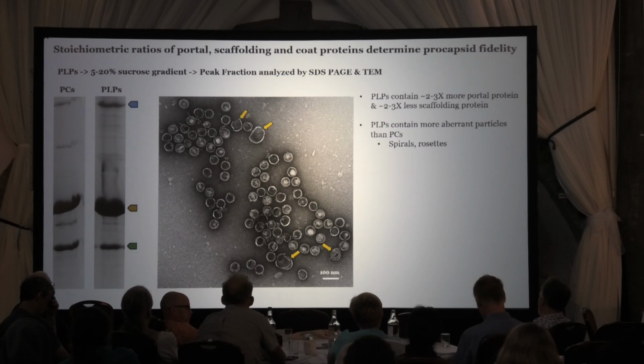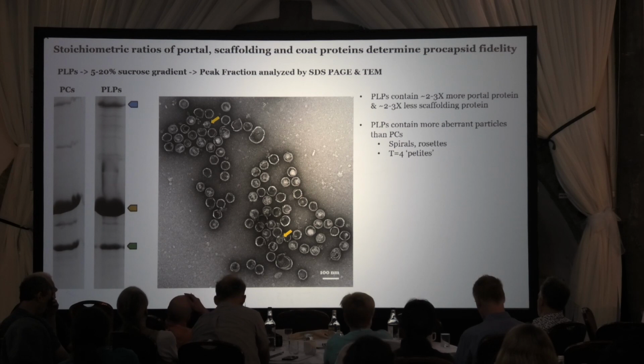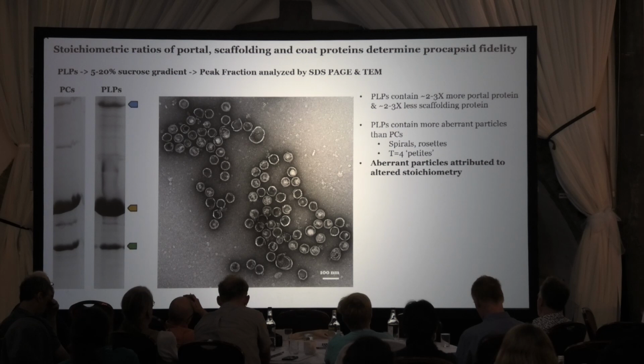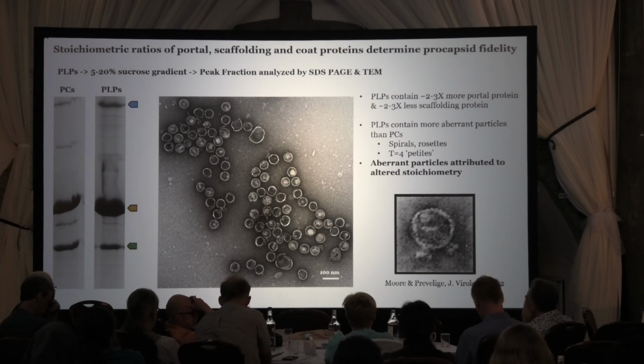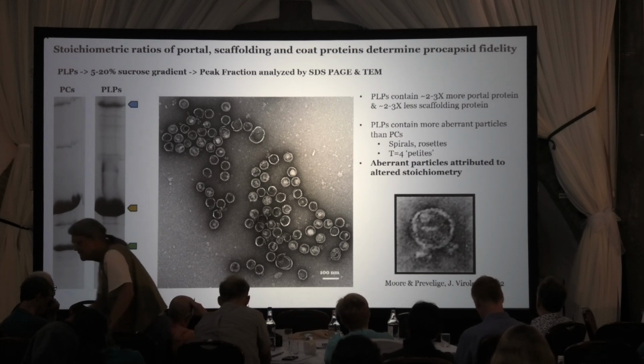So we've got more spirals and rosettes than we would normally see, and also more T=4 petites, suggesting that this is a scaffolding regulation-mediated phenotype. These aberrant particles we attribute to altered stoichiometry. This has been observed before by the Prevelige group, where they overexpressed portal protein during an infection and saw proheads with 2 portals incorporated. Here they were observing this because there were tails present that could attach to those 2 portals.